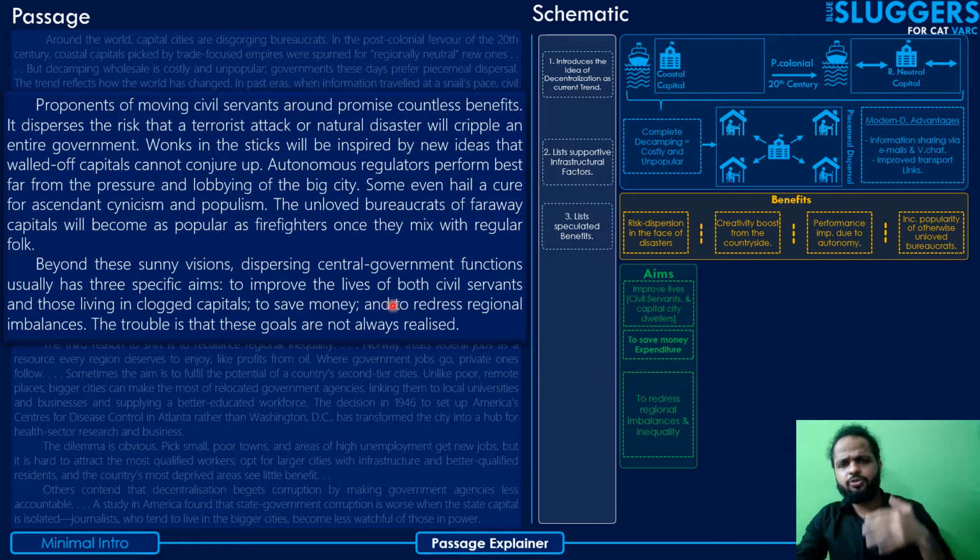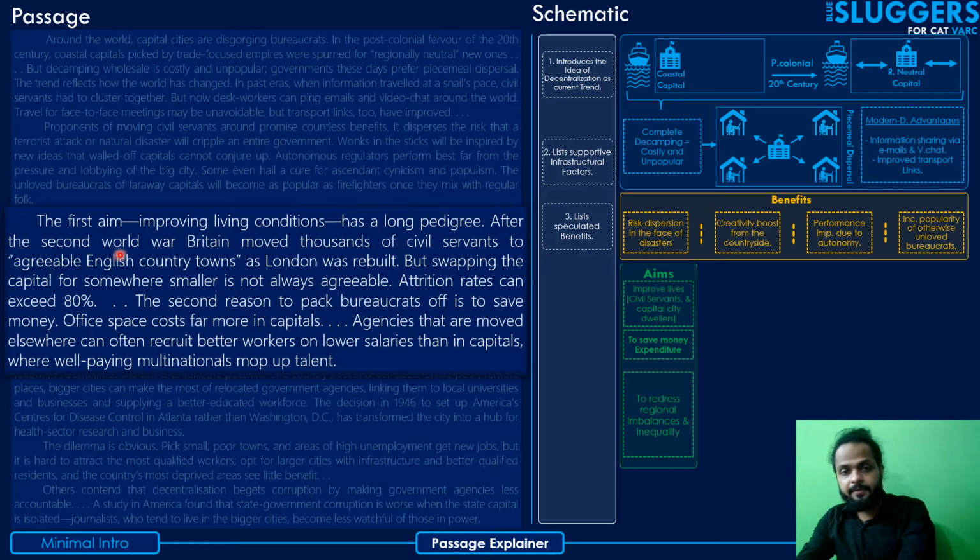Okay, so in these two paragraphs, the author has basically listed the benefits and the aims, which are related to this idea of having the civil servants, having the bureaucrats go out of these capital cities to more remote areas. Okay, so let's move on to the next paragraph. Next para, the first aim, improving living conditions, has a long pedigree.